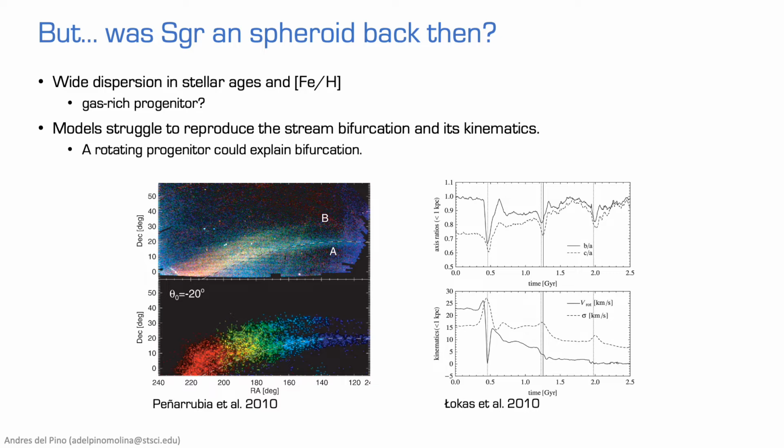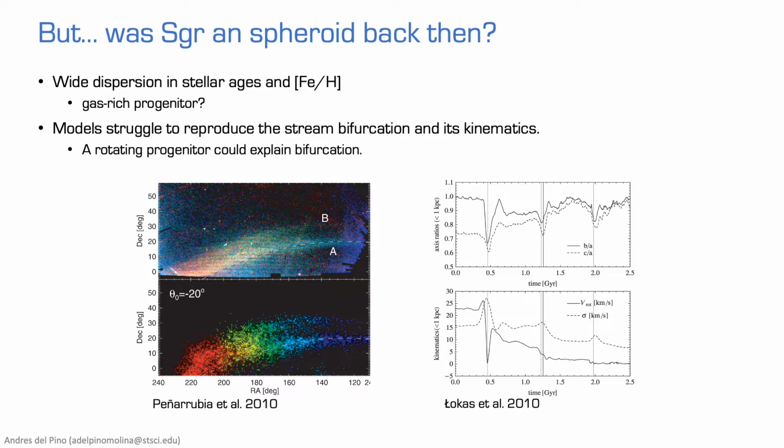One proposed explanation for this is that Sagittarius was some sort of disky, gas-rich rotating galaxy, inclined some small angle with respect to its orbital plane around the Milky Way. The bifurcation could then be naturally explained by the stripping of stars with different angular momentum at different times. In the left figure, you can see the model proposed by Peñarrubia 2010 and how it reproduced the bifurcation.